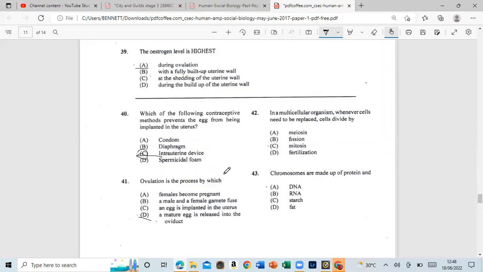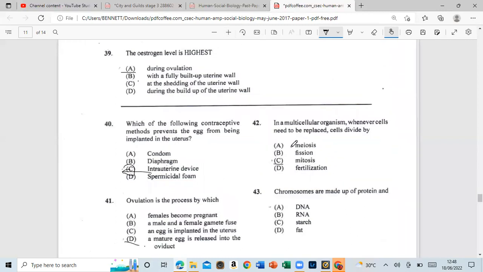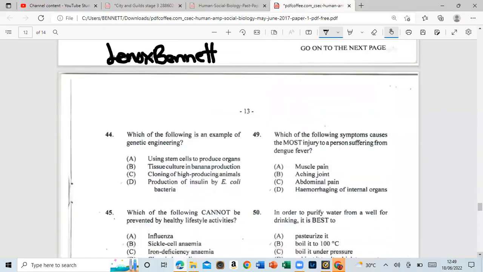42, in a multicellular organism, whenever cells need to be replaced, cells divide by: meiosis, fusion, mitosis, or fertilization? And that is mitosis. So that's C. Chromosomes are made up of protein and: DNA, RNA, starch, or fat? And that's DNA, deoxyribonucleic acid. All right, so let's move on to 44.